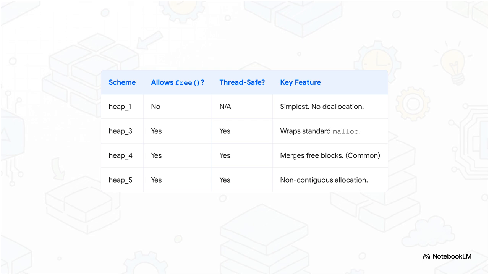But for most people, Heap 4 is the go-to choice, because it actively fights against fragmentation by stitching free blocks back together, which keeps your heap way healthier over time.